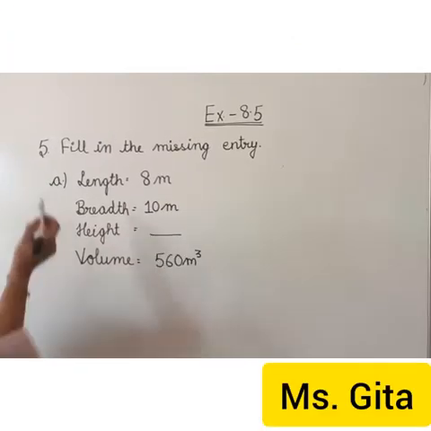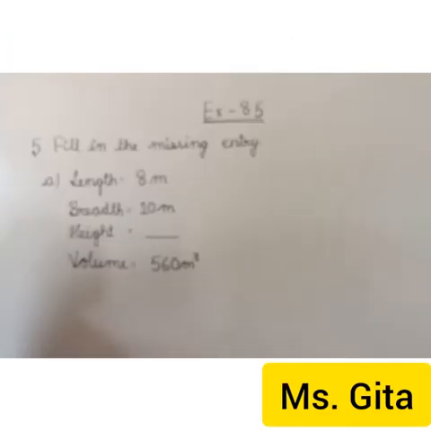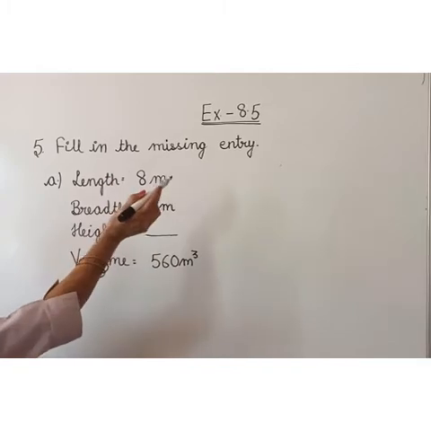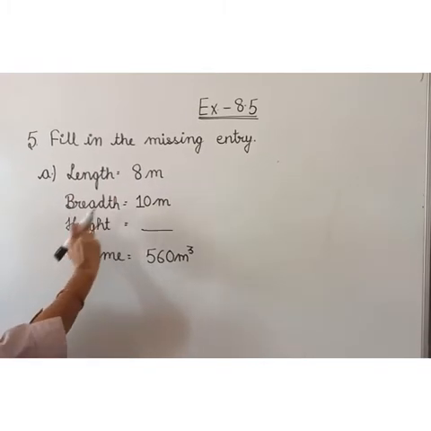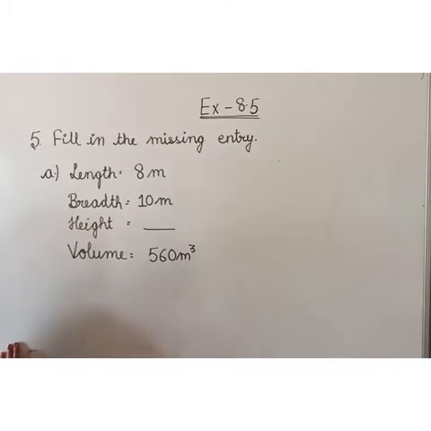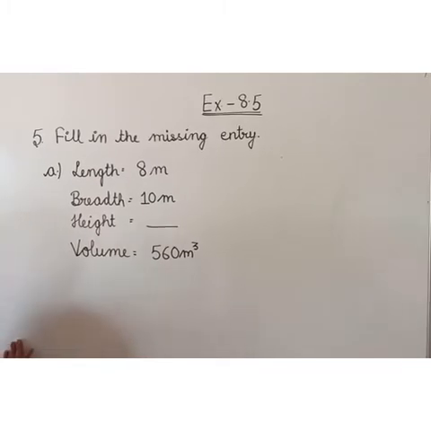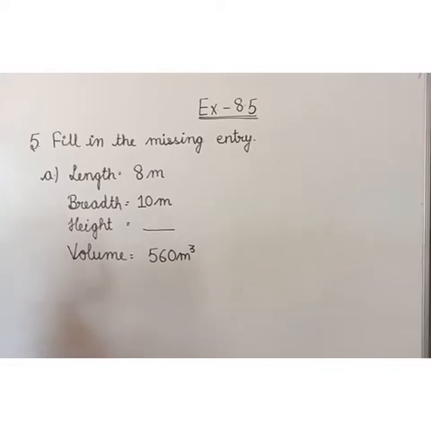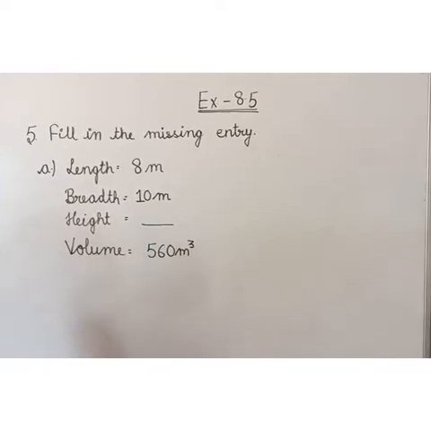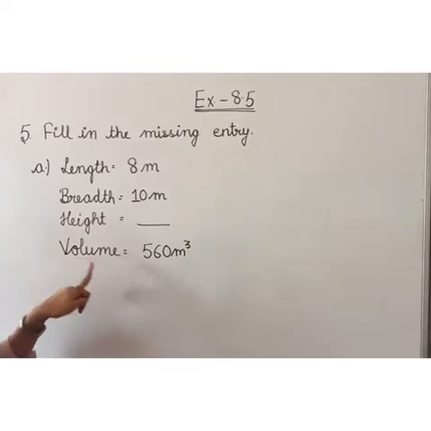Today's session we will solve question number 5 of exercise 8.5. This is the fill in the missing entry. Length is given, breadth is given, height is missing and volume is given. So what to do? I have told you earlier also, when we don't know the formula, simply use the formula that you know. We know the formula of volume.